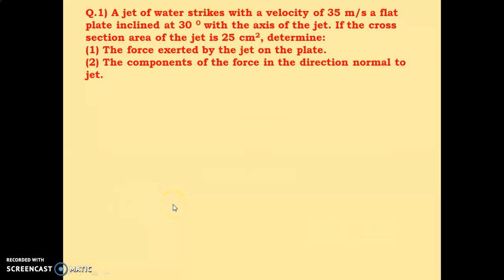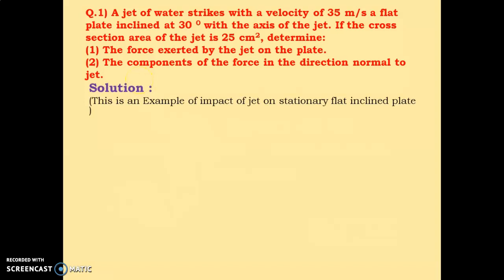First question: a jet of water strikes with a velocity of 35 meter per second a flat plate inclined at 30 degree with the axis of the jet. If the cross-section area of the jet is 25 centimeter square, determine the force exerted by the jet on the plate, and second, the components of the force in the direction normal to the jet.